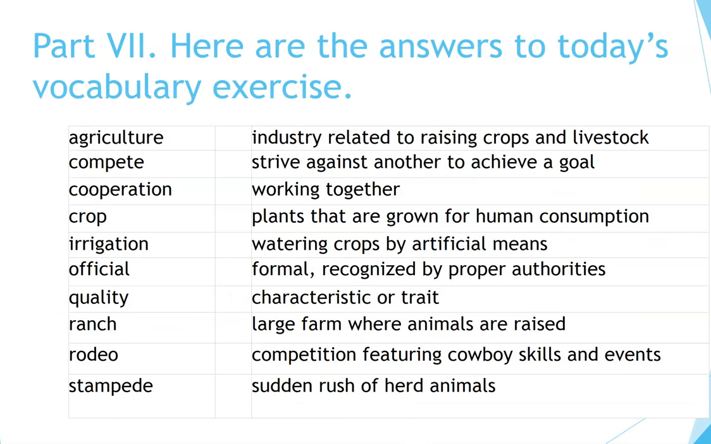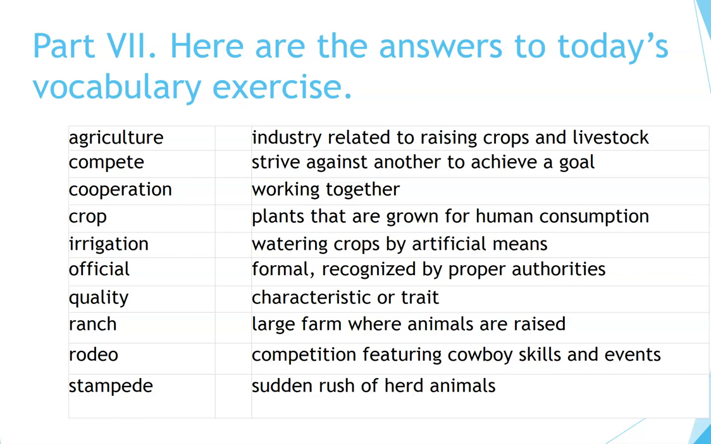Part 7. Here are the answers to today's vocabulary exercise. Agriculture. Industry related to raising crops and livestock. Compete. Strive against another to achieve a goal. Cooperation. Working together. Crop. Plants that are grown for human consumption. Irrigation. Watering crops by artificial means. Official. Formal. Recognized by proper authorities.